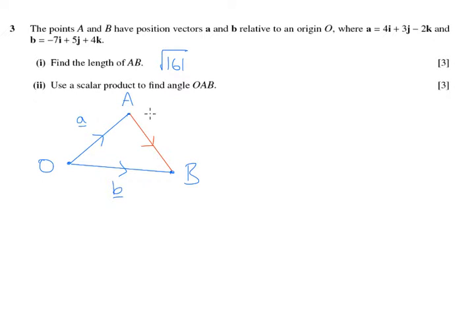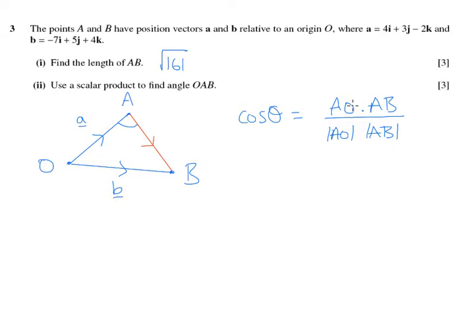Okay, so part 2 then asks us to find the angle OAB, so this angle up here. In order to find angle OAB, we use the equation: the cos of any angle is the dot product of the two vectors over the product of the magnitudes. So the two vectors we're going to need are minus A to B, or A to O, dotted with A to B, over the magnitude of those two vectors.